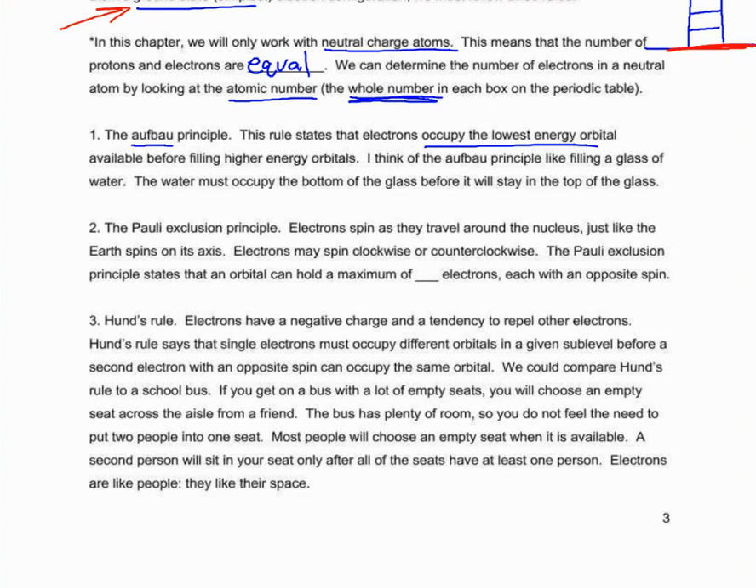I also think of it somewhat like filling a glass of water. So here's a glass, and I'm going to pour in some water. The water has to occupy the bottom of the glass first before it can fill the top levels of the glass. And it fills up something like this. There is no situation on our planet, at least, where we can have a glass of water and we start pouring in the water and it fills up here and then goes down, assuming that the glass was actually empty.